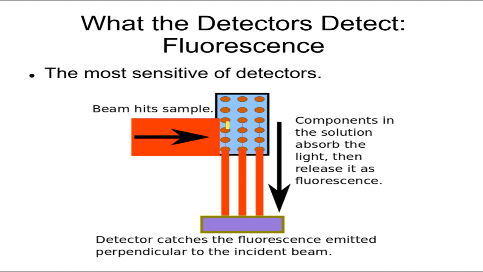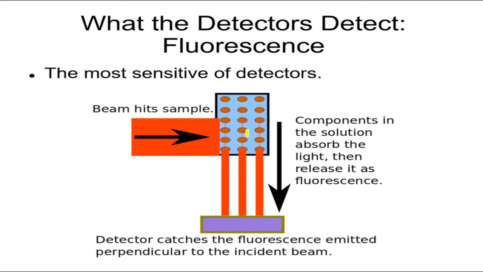Light hits it, and it'll get to these components. Now again, the eluent, the gas or the water or the solvent that flows through, will not fluoresce, but your components will. So your light will hit it, and these little things will take in that light and give off light at a different wavelength.